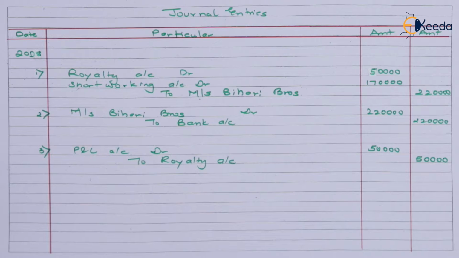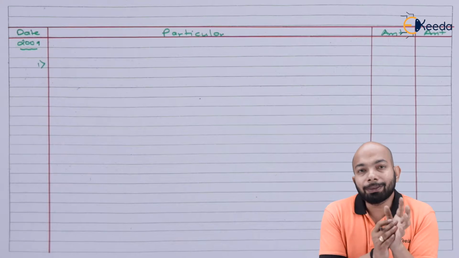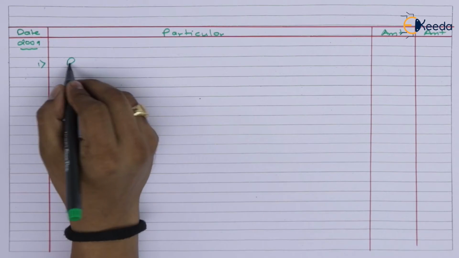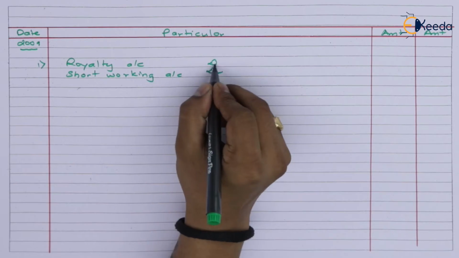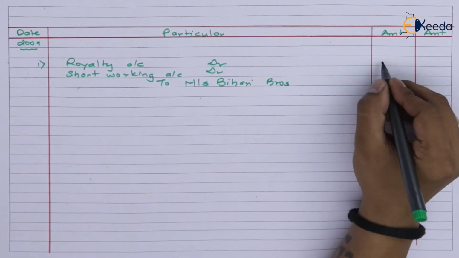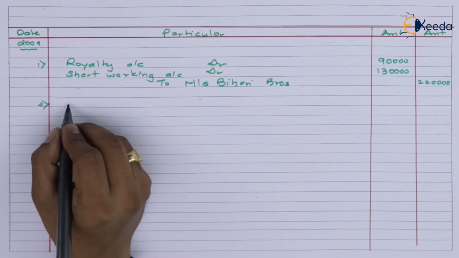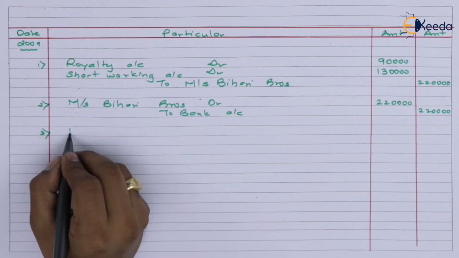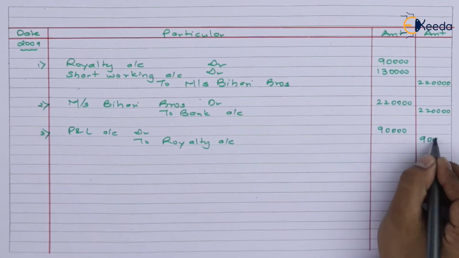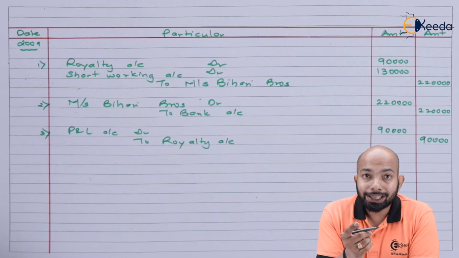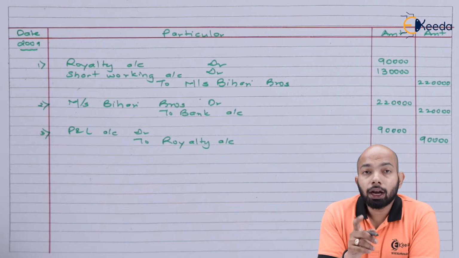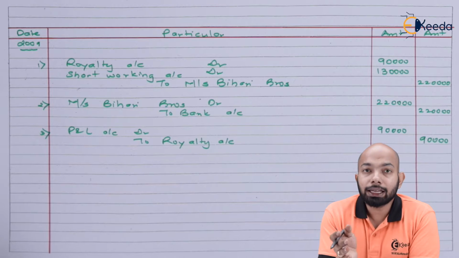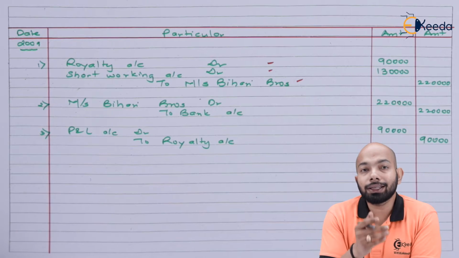Let's hop on to 2009. So again, for 2009, we'll have certain similar entries because it is matching 2008. So let's point out those. The first entry that we have passed here is the amount due: royalty account due, short workings account due to Messrs. Bihari Brothers account.